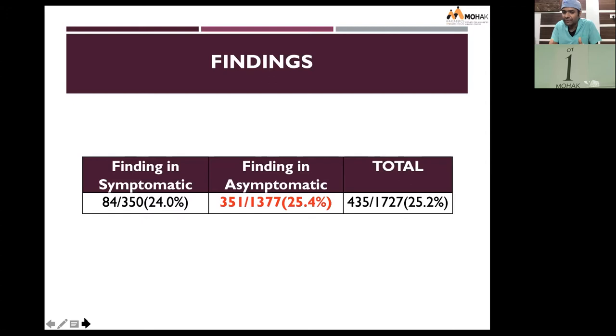Another interesting thing is the asymptomatic patients, which means preoperatively we never had a chance of detecting anything as per the symptoms or history. But again, 25% of them, that is 351 out of 1,377 patients, had some findings. So 25% of asymptomatic patients will have findings, and 24% of symptomatic patients will have findings. This is very interesting, which we find in both cases.